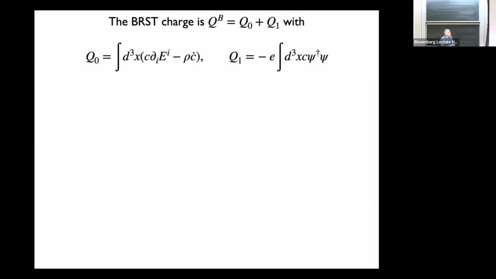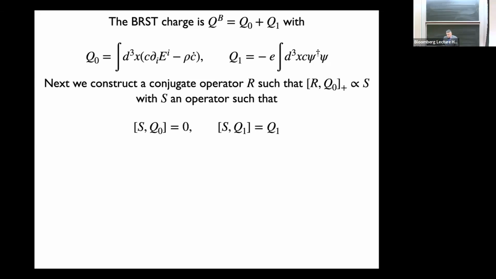So this is what generates the linear transformations on the field. So it's what transforms the longitudinal part of the gauge potential and the ghost. Now, the next thing that we need for our construction is to construct a conjugate operator, but a conjugate operator that only has to have some nice commutation relations with Q0. The nice commutation relations are the following.